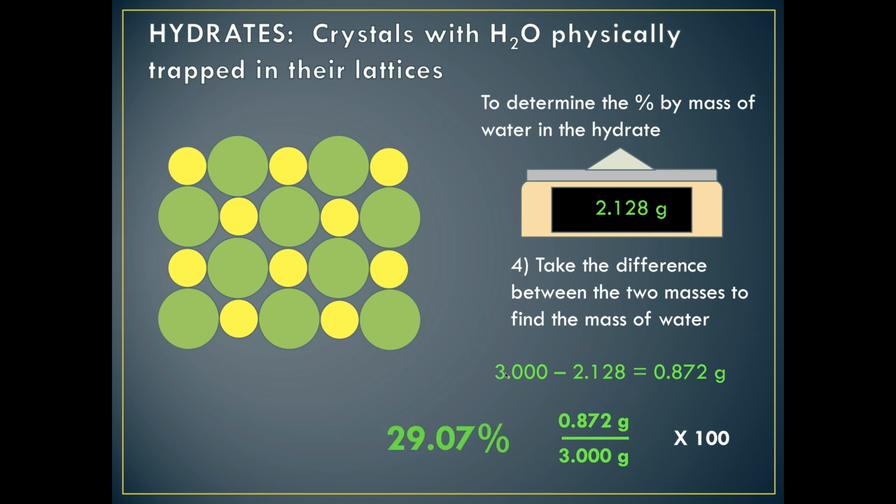And it's different for every hydrated substance because the amount of water that can be trapped in the crystal lattice can vary, because those interspatial spaces are differently sized and the attractions are different and so on.